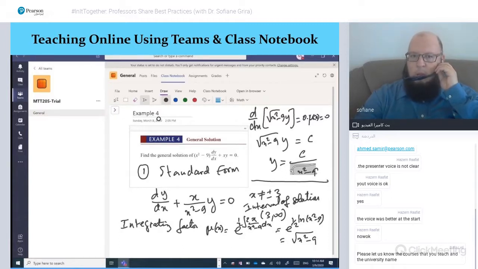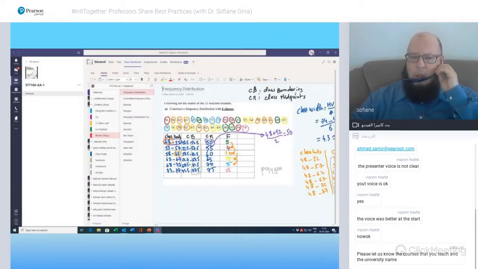The good thing about this Class Notebook is that, as you can see in the next slide, there are three spaces. There is the collaboration space, which can be used by the students and by the faculty, so they can write and you can see their writing online. There is the content library, which is only for the faculty, so you can put your material and solve the problems. And under the names of the students, there are class notes, handouts, homework, quizzes. So this is for the student.